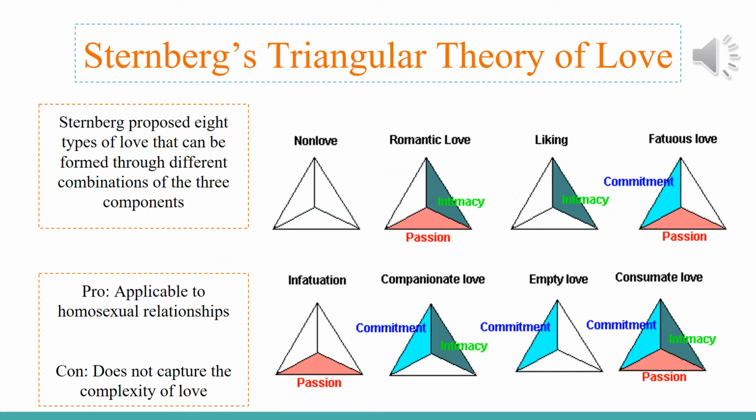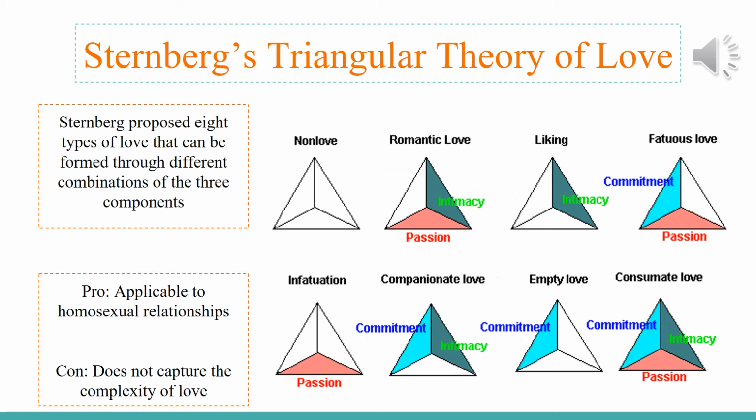Sternberg proposed 8 types of love that can be formed through different combinations of the three components that we just discussed. Number 1, non-love. All three components, intimacy, passion, and commitment, are absent. For example, the relationship you have with your mailman, you don't really have any, so those components are absent. Number 2, romantic love. Intimacy and passion are present, but commitment is absent. For example, the relationship you have with a boyfriend or girlfriend. Number 3, liking. Intimacy is present, but commitment and passion are absent. For example, the relationship you have with a friend.